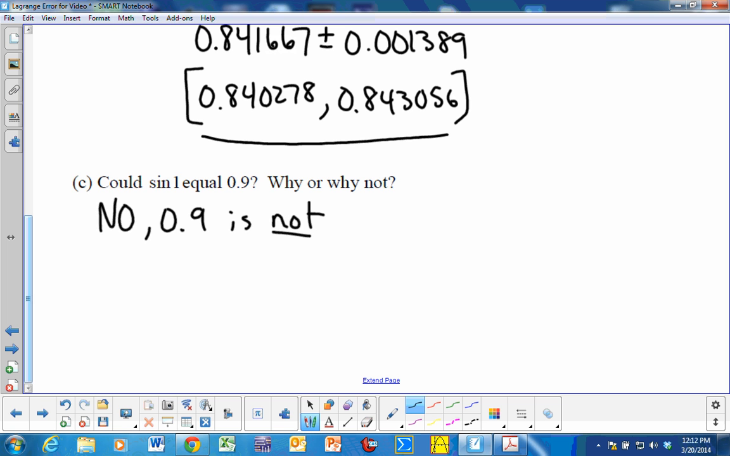0.9 is not in the interval. Because remember, this is the worst, the biggest interval we can have. That's the most we can be off. So there's no way it's 0.9. We can't be more off than that. So the actual answer is somewhere in that interval. And if you just do sine of 1 in your calculator, you can see it's right perfectly in that interval.